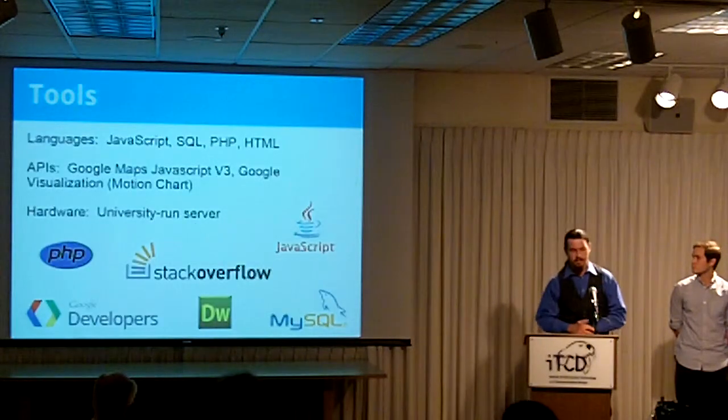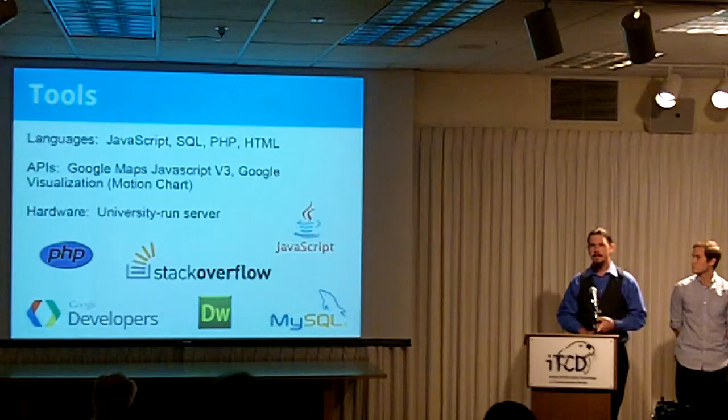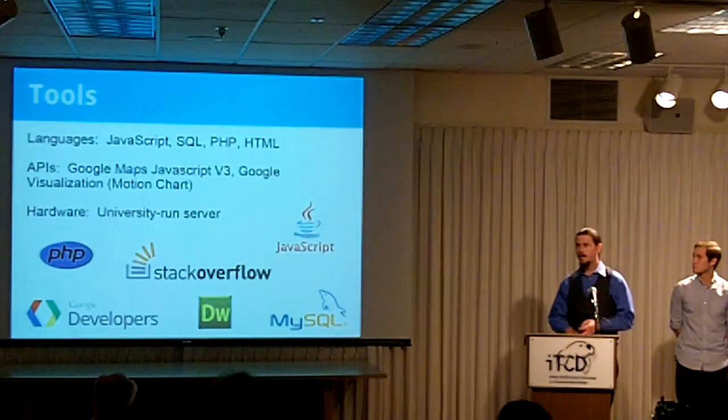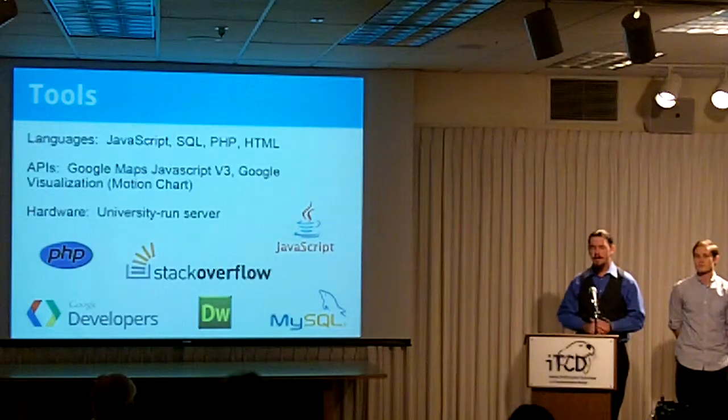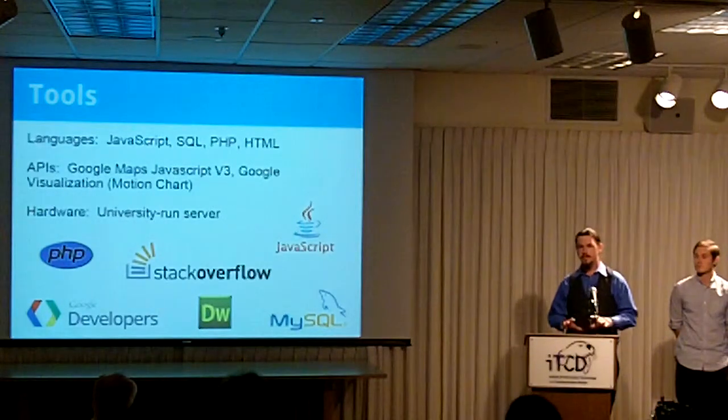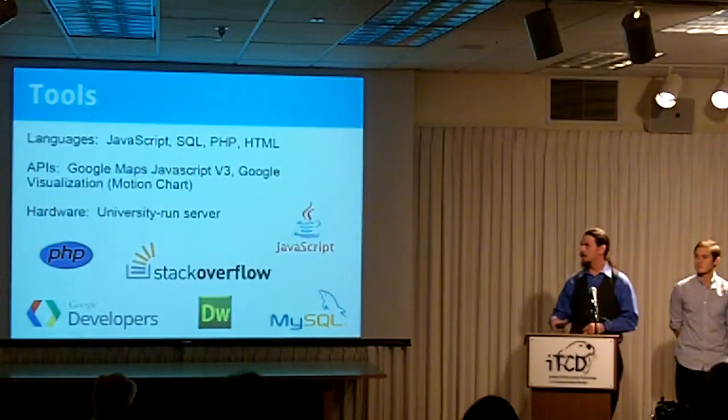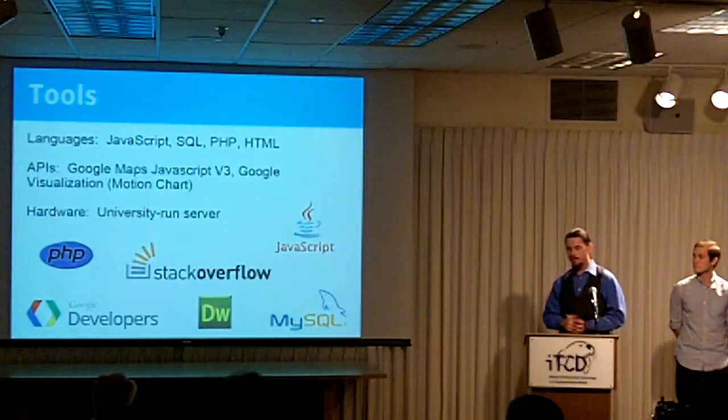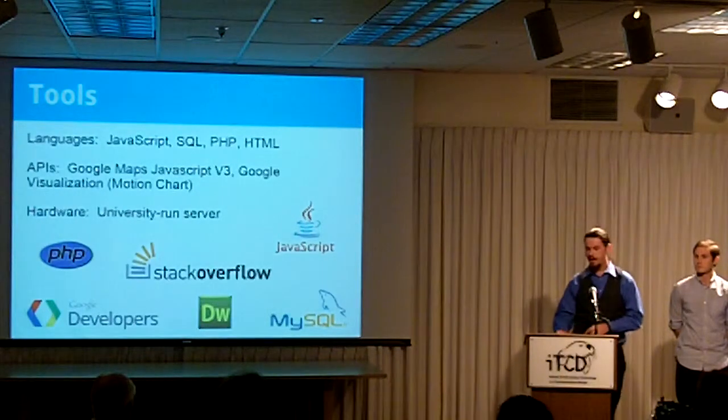The tools that we used were a couple different scripting languages, including HTML, PHP, SQL, and JavaScript. The APIs that we used were Google Maps, which has full Google Map functionality, and the Google Visualization, which is the motion chart directly below. The hardware that we used was the university-run server, which holds all of our coding files and our project in total.